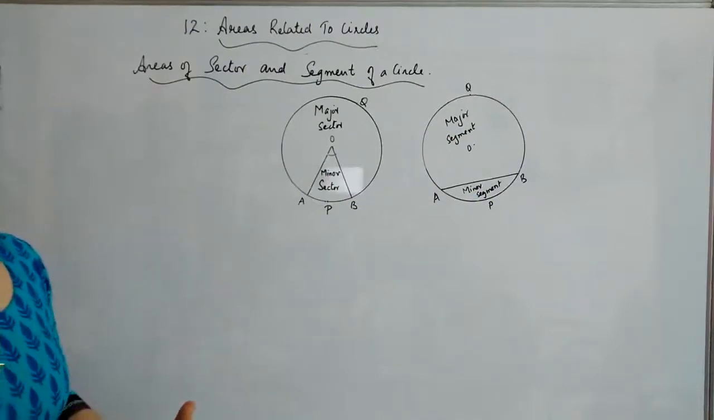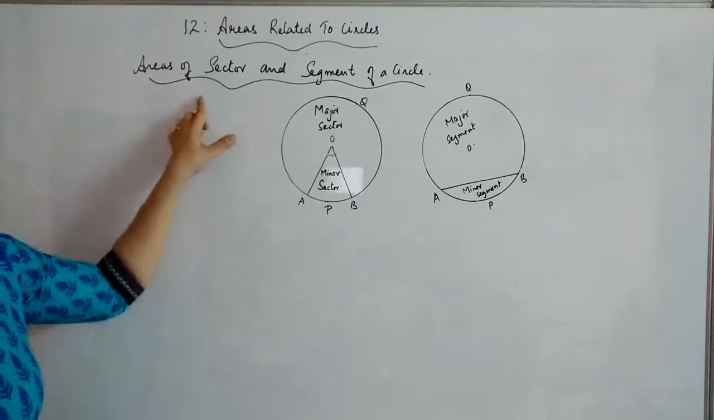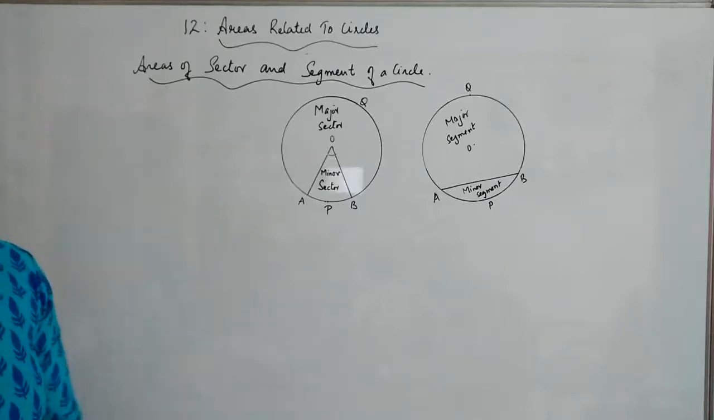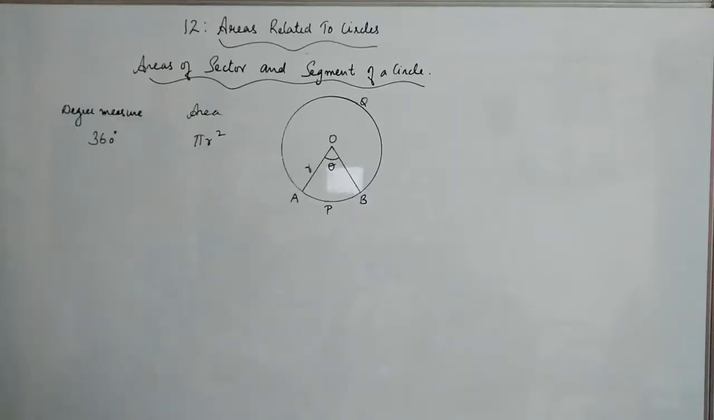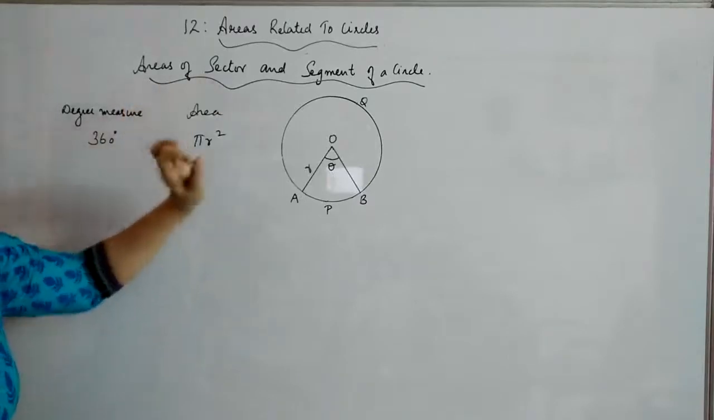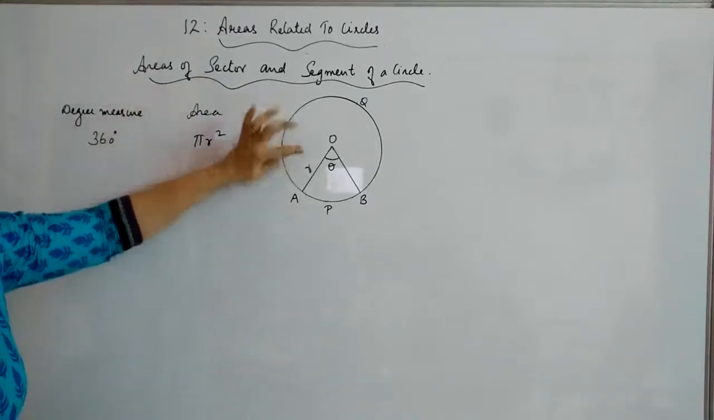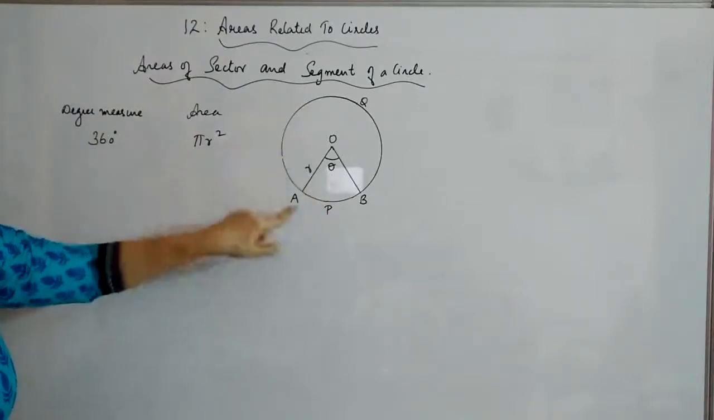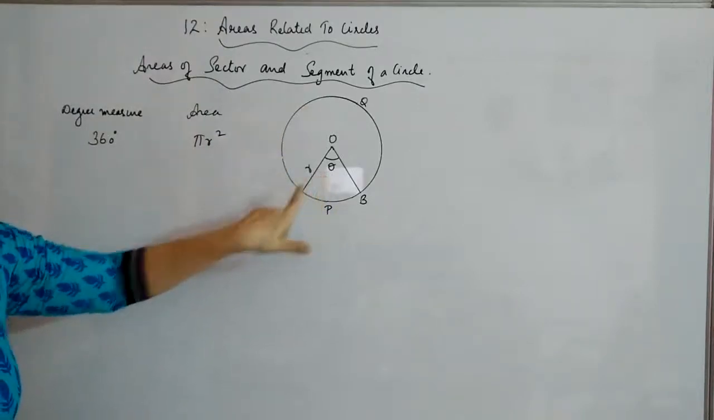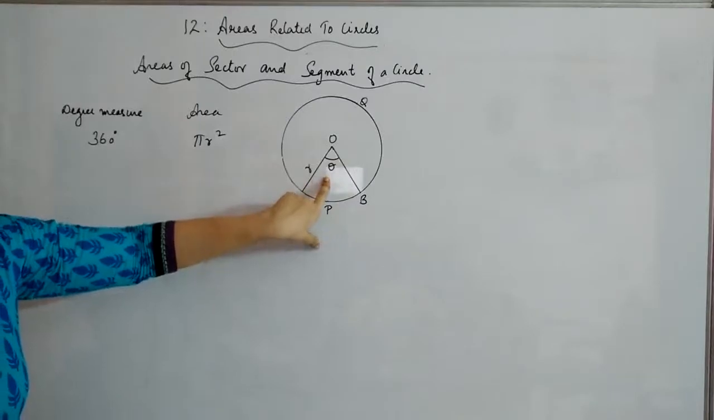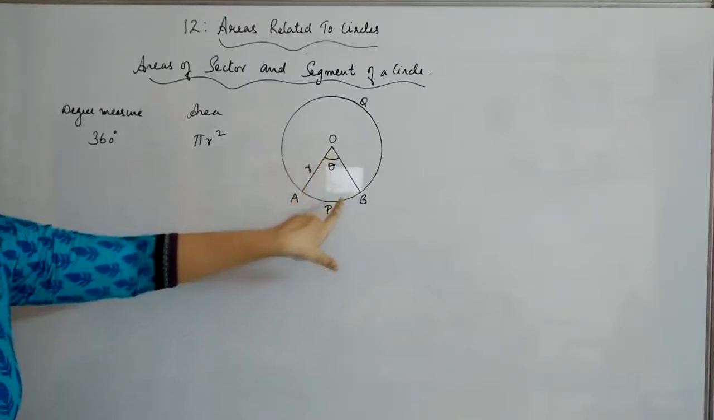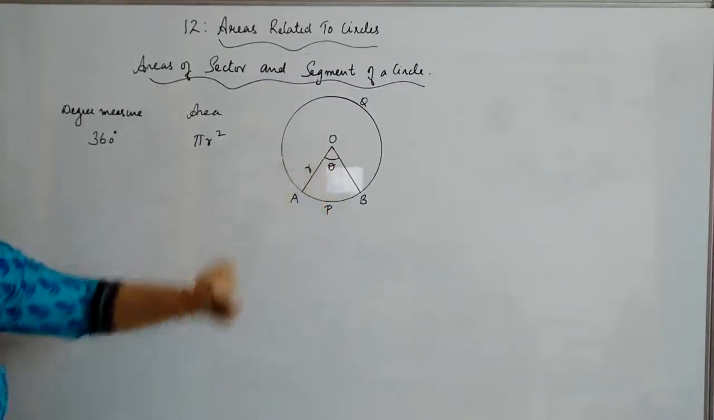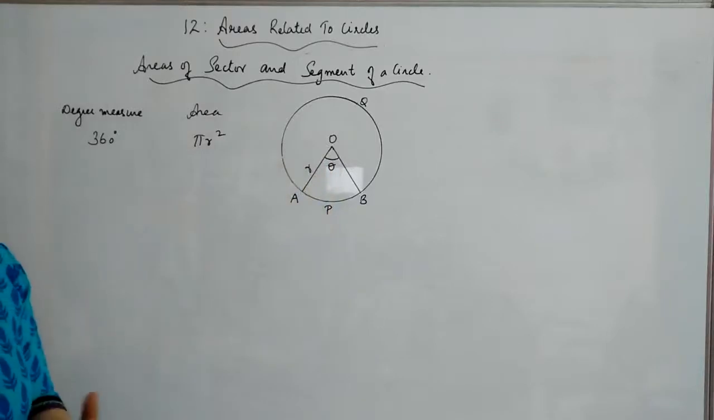Now we will see how to find out the area of a sector and area of a segment. In order to find out the area of a sector, first we are taking a circle with center O and radius r and taking a sector OAPB with angle AOB as theta. Now we have to find out the area of this sector. For that, we are starting with the concept which we know.